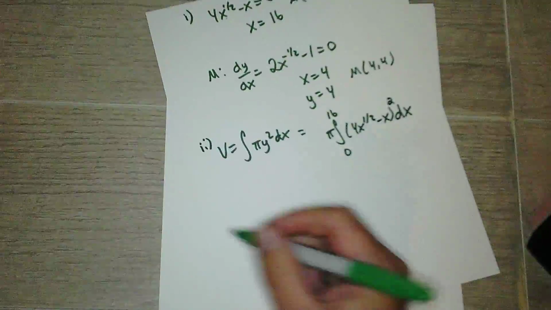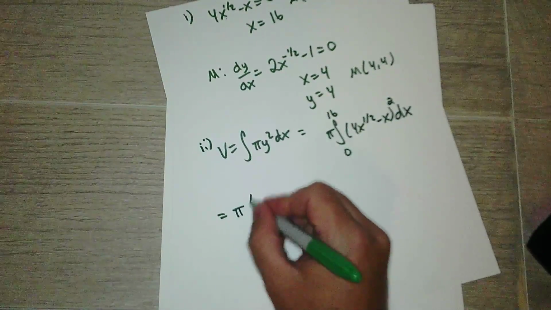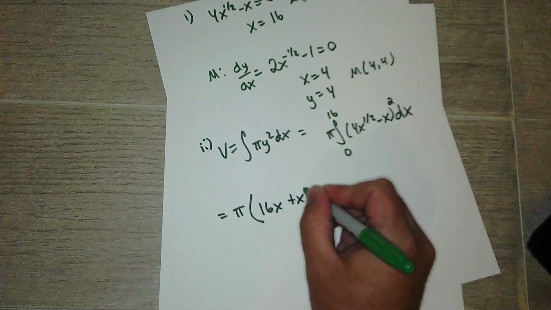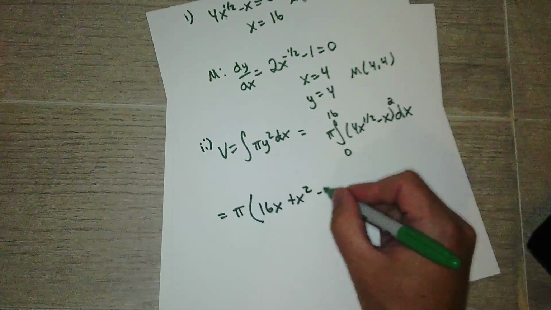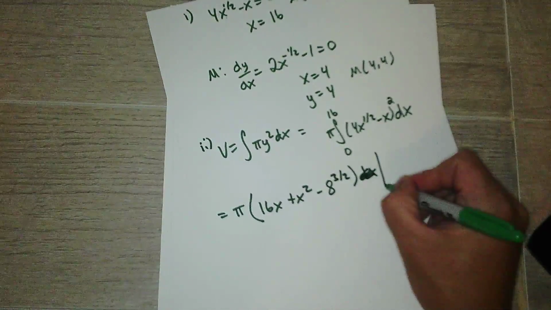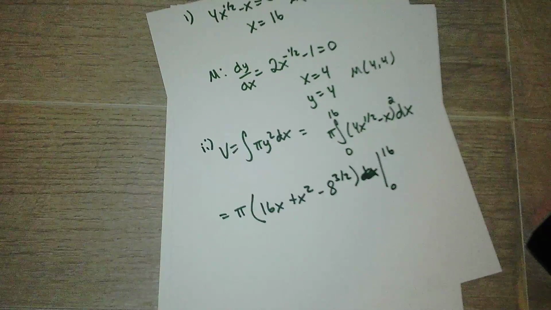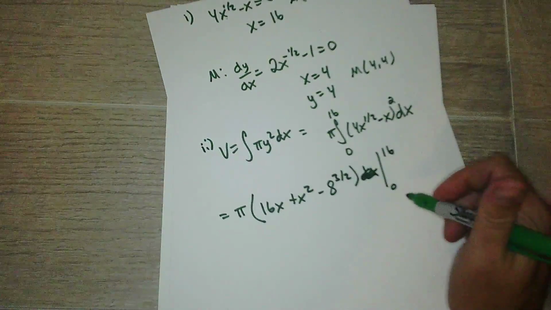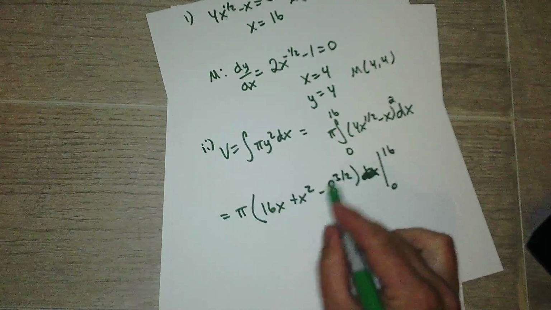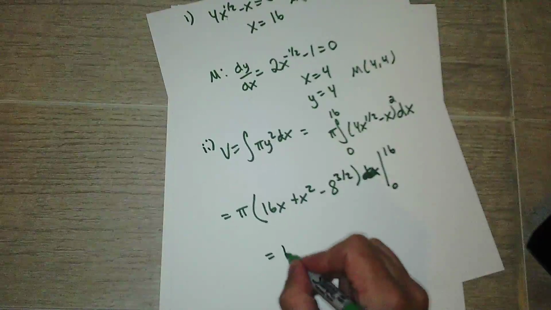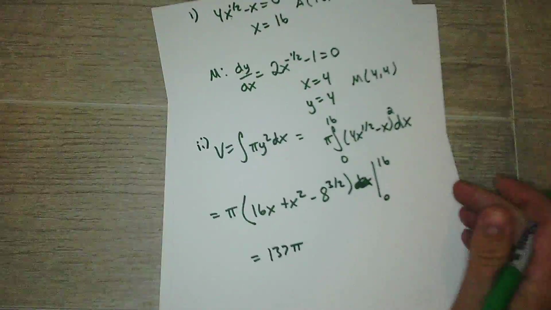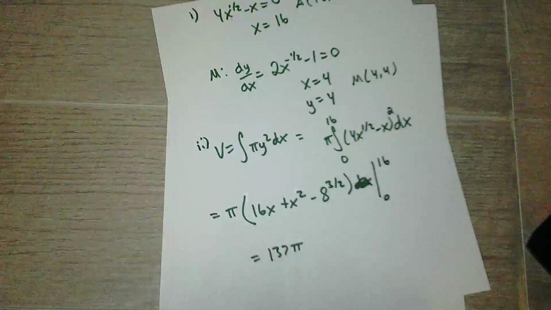Okay, so if you do that correctly, you'll get 16x plus x squared minus 8 x to the 3/2. Oops. Okay, evaluated from 0 to 16. Plug in 16. Subtract what you get when you plug in 0, so those go to 0, and you just get that. Because you have that, you just plug it in your calculator, and you'll get like 136.5 pi, so you just round up to 137 pi. Okay.